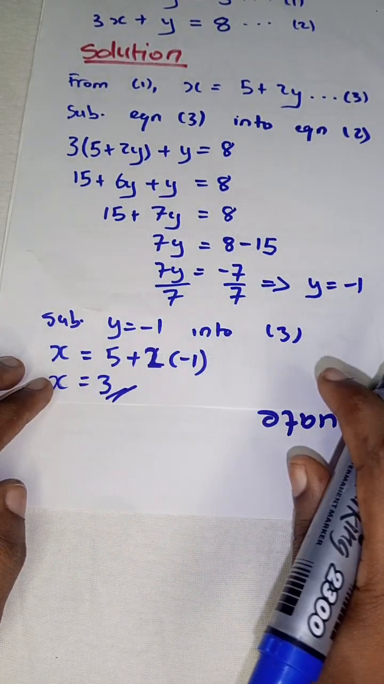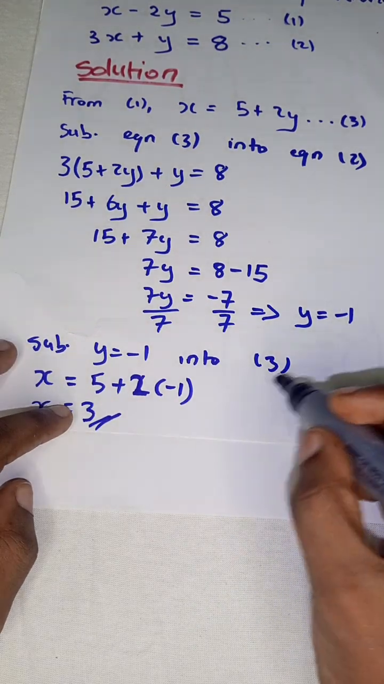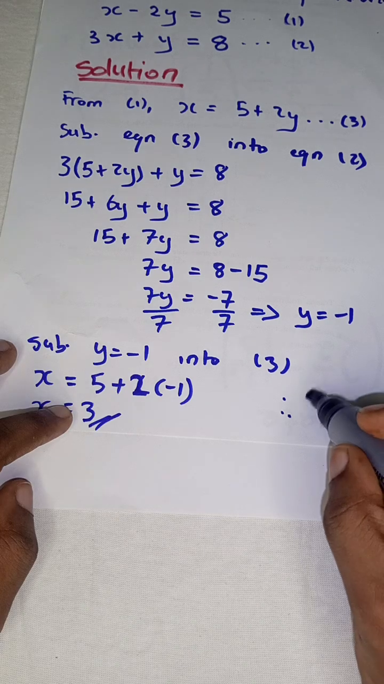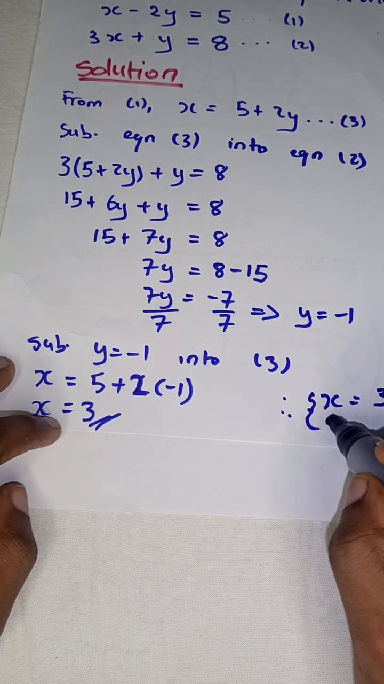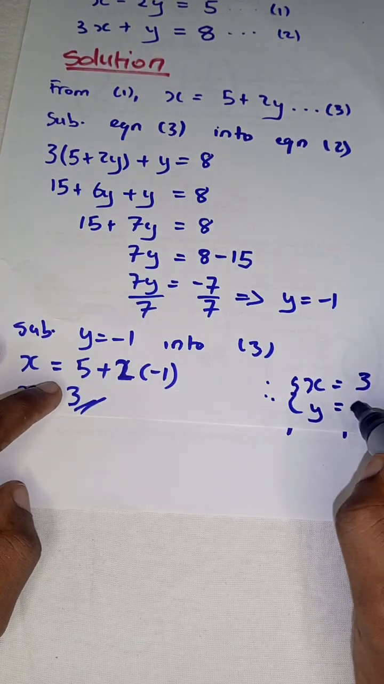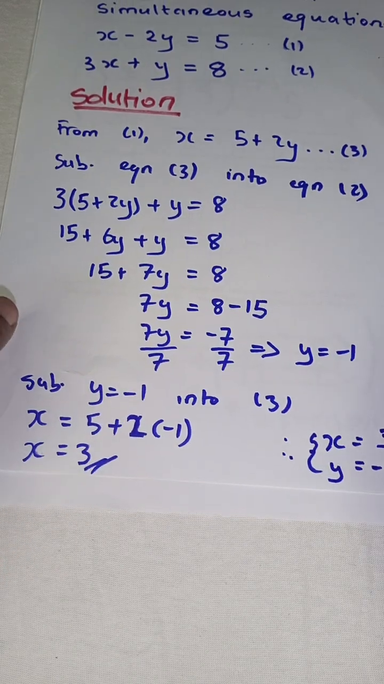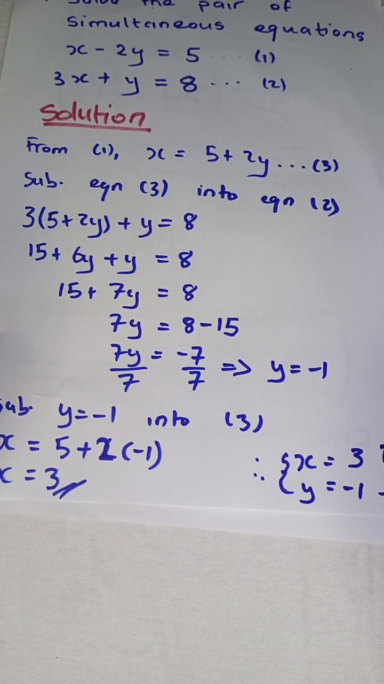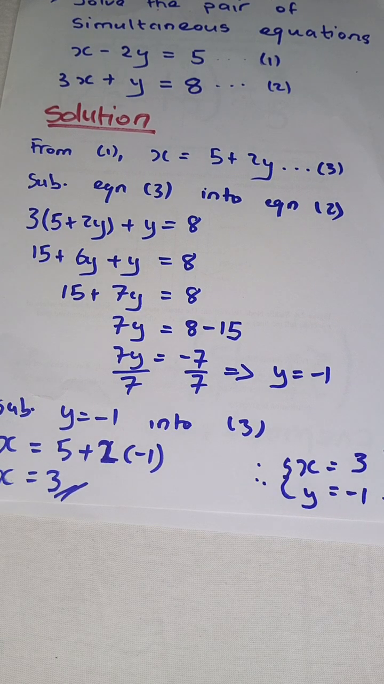So we have the values for x and y. Therefore, we have the solution set x equal 3 and y equal negative 1. So those are the values of x and y that satisfy the simultaneous equations that we're given.